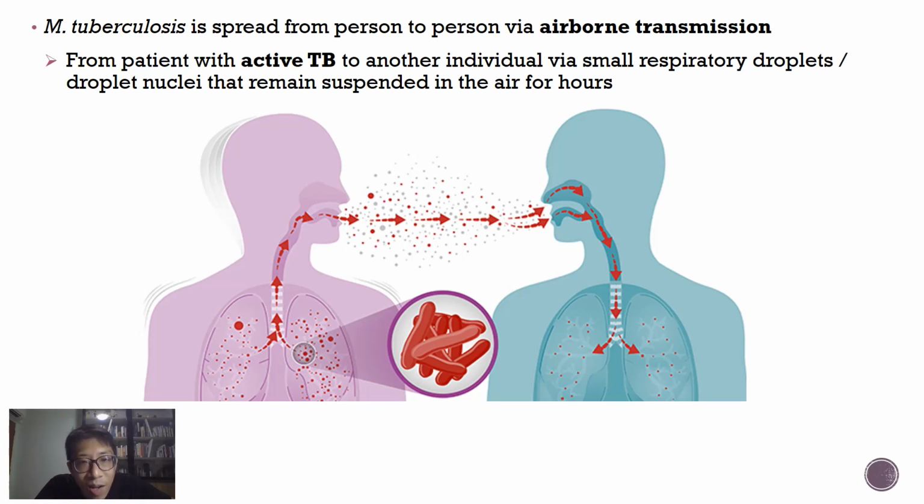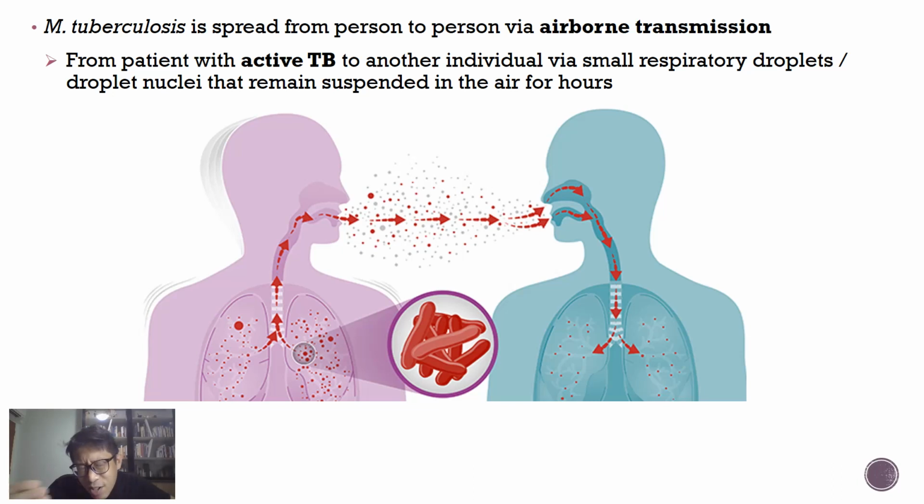Anyway, the bacterium is spread via airborne transmission, which involves small respiratory droplets, also called droplet nuclei. These are very small droplets produced when we sneeze, cough, or even talk and sing. When we do that, we produce different sizes of respiratory droplets. The smaller ones are able to travel a longer distance and remain suspended in the air for longer.